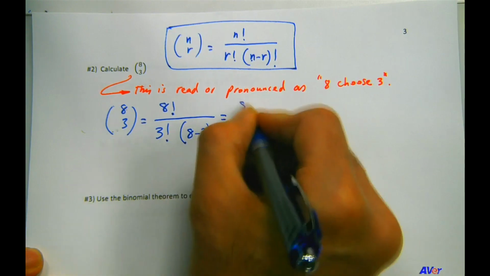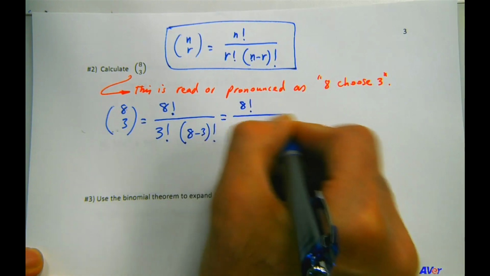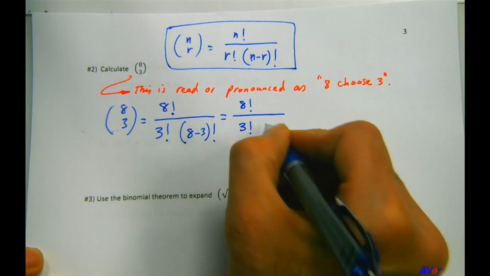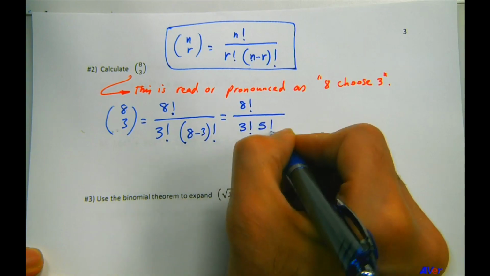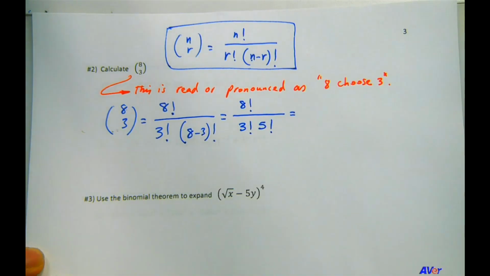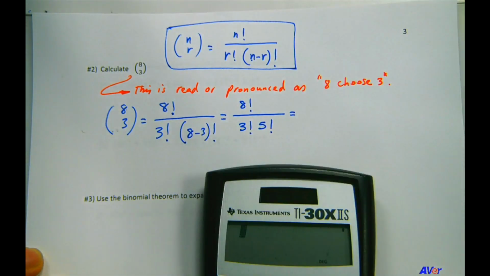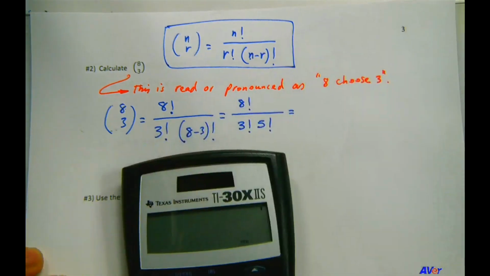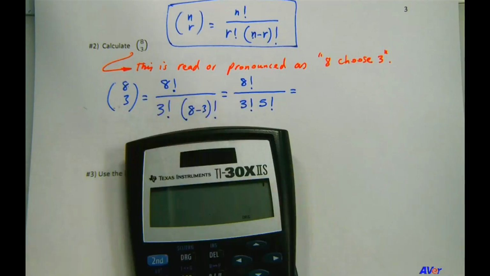What is that equal to? That is equal to 8 factorial over 3 factorial times 5 factorial. Okay, so let's calculate that. This is manually calculating it, right? We're going to do this, and then we're going to use the calculator function that I showed you, and you'll see how much easier it is with the calculator.